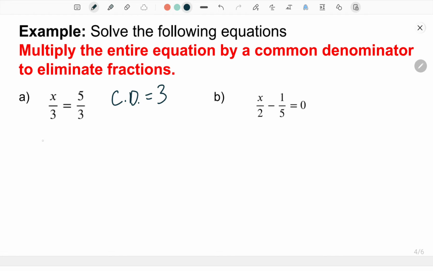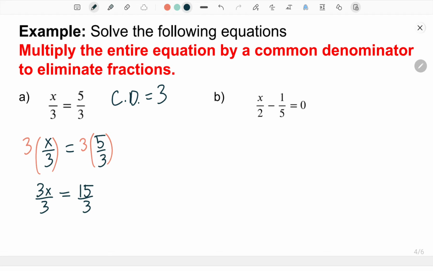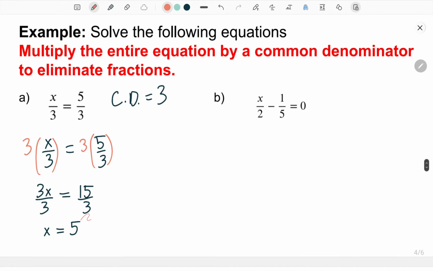Now we want to multiply the full equation. So I'm just going to rewrite the equation, x over 3. And let's multiply that by 3. And that's going to be equal to 5 over 3. But we're also multiplying that by 3. Okay. And let's multiply that in. So you'll have 3x over 3 equal to 3 times 5 is 15 over 3. And let's do the calculations for both the left and the right side. So on the left side, 3 divided by 3, well, that's just 1, so you're left with x. On the right side, 15 divided by 3, well, that's just 5. And so you get x equal to 5.